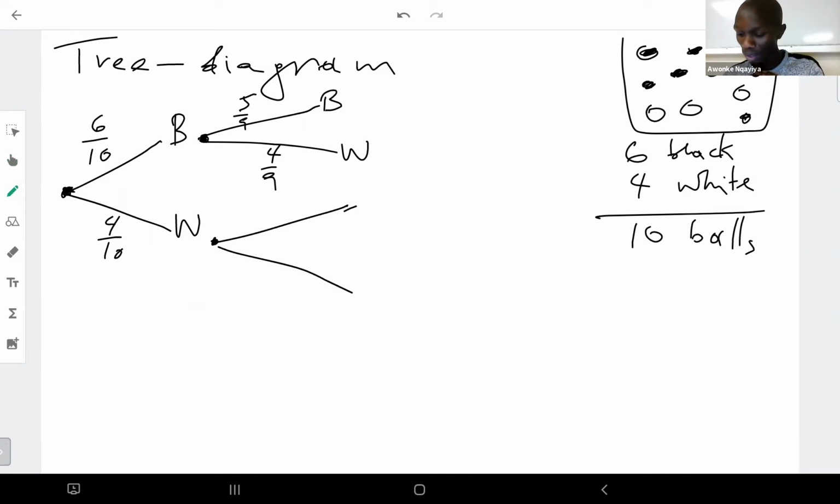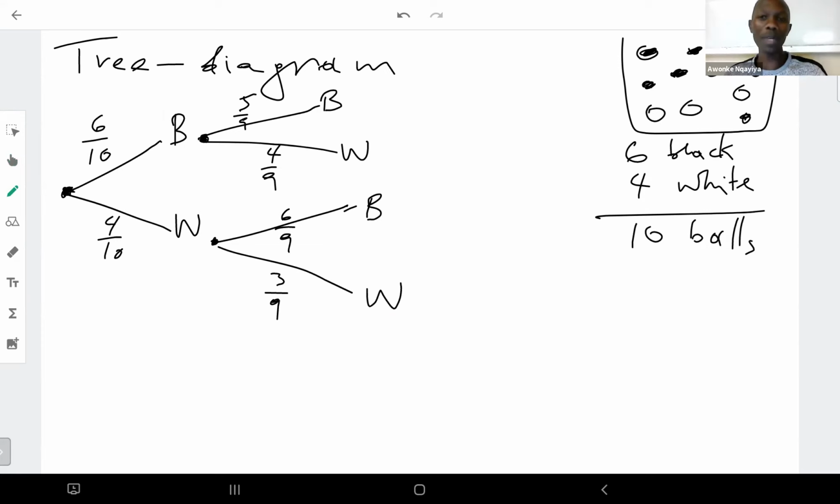Still, we have 2 options. We have the option of taking a black ball. We have an option of taking a white ball. So let us do the math. If we take the white ball, how many black balls are still there in the box? 6. There are still 6 black balls. If we took the white ball, how many white balls are remaining in the box? 3. So this will be 3/9. That will be 6/9.